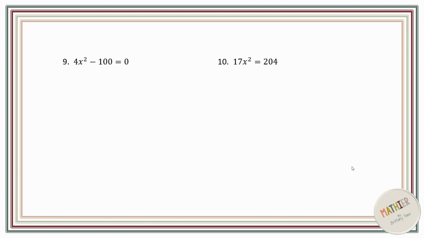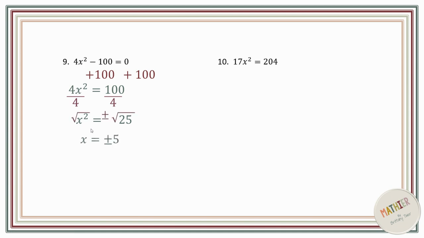For number 9, to isolate our x, first thing we have to do is add 100 to both sides. Next, we would divide both sides by 4. And lastly, to get rid of the square power, we take the square root of both sides. So remember your plus or minus when you take the square root of both sides, so we get x equals plus or minus 5.